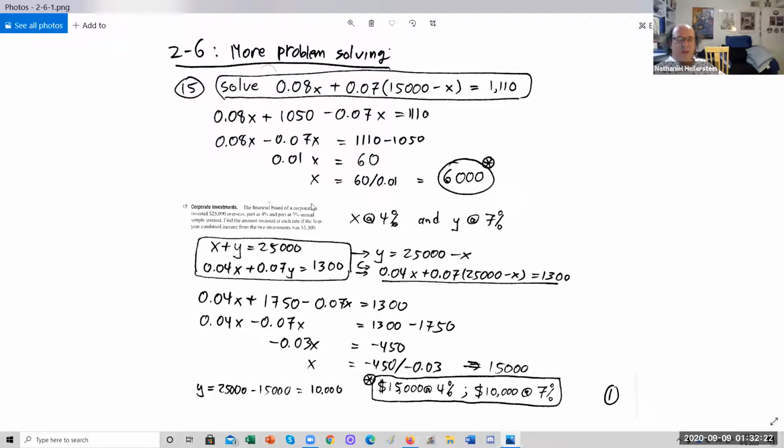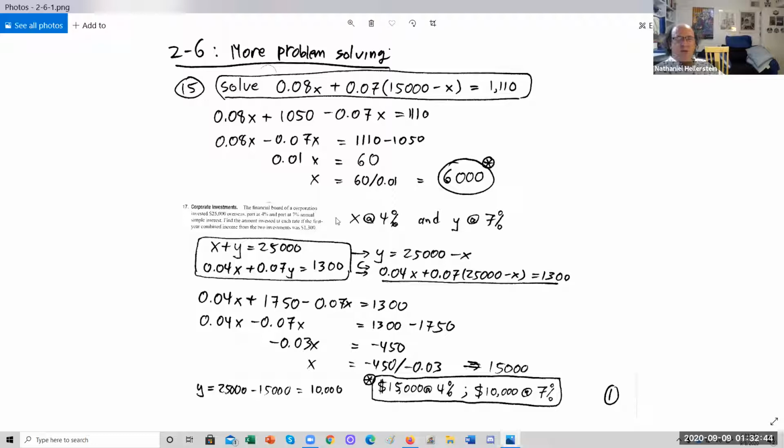Okay, here we have a similar problem. We have $25,000 being split among two accounts, x dollars at 4% and y dollars at 7%. And over a year, it makes you 1,300. How many dollars in each account? All right, the two accounts add up to 25,000. x plus y is 25,000.